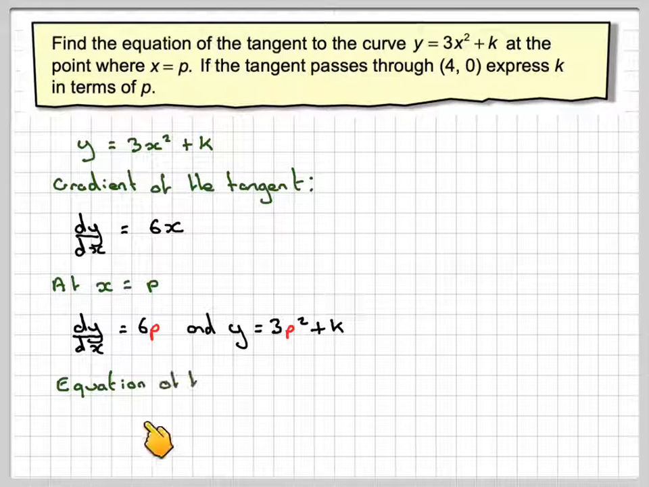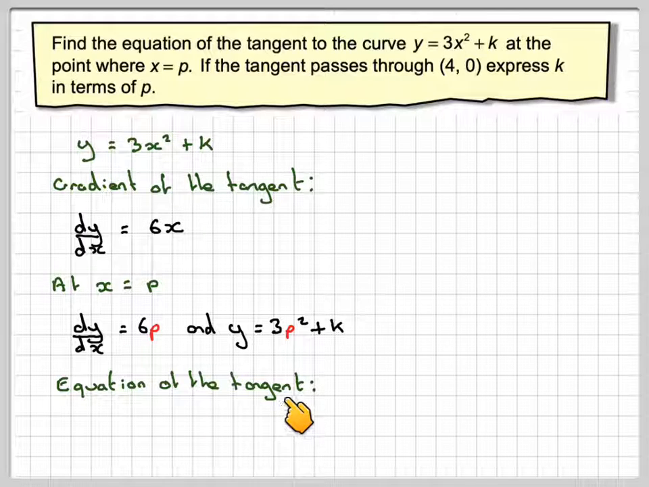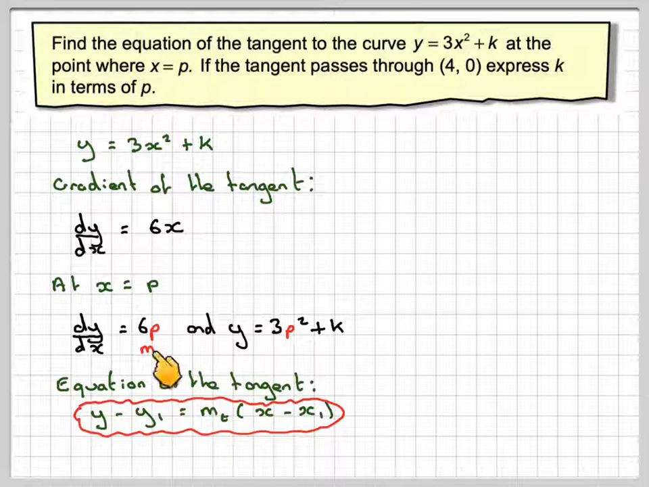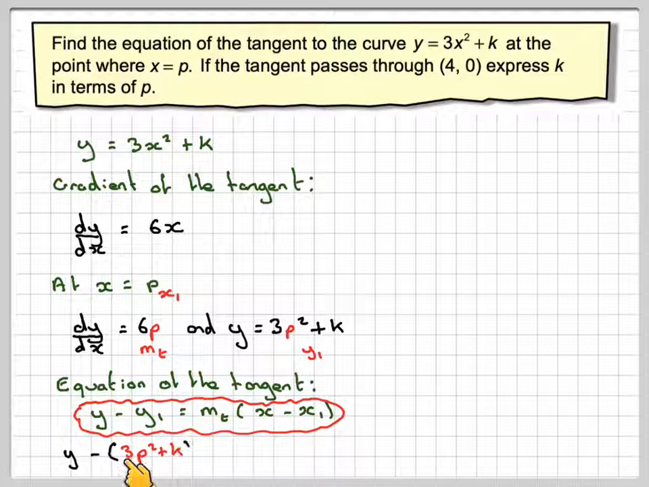Right, now to find the equation of the tangent, you either use y is equal to mx plus c, but I prefer to use y minus y1 is equal to the gradient of the tangent times x minus x1. So labelling up, this is going to be the gradient of the tangent, this is going to be x1, and this is going to be y1. So we do y minus y1, so y minus, in brackets, 3p squared plus k is equal to the gradient 6p times x minus x1, which is going to be x minus p.